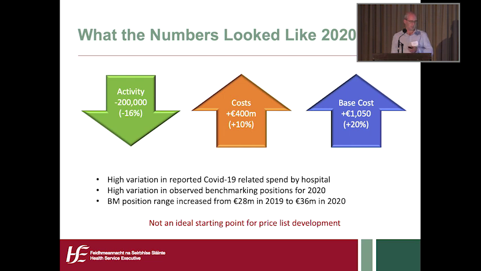So we did actually do a benchmarking exercise, as we do every year, for 2020. But what we did see in that, and it was kind of expected given what we saw in the costs, is that the range and the variation of the benchmarking results was extreme. So we went from a range top to bottom of 28 million up to 36 million. So not really an ideal starting point for price list development. So in our normal process, we would start with benchmarking, move forward from there. Once we saw the results, we kind of went plan B.